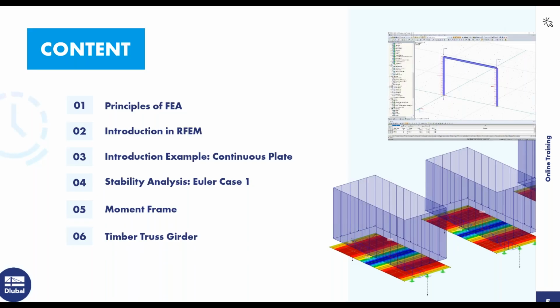And here's the content for today. First we'll start off with going through the principles of FEA, and then we'll go into an introduction into the RFEM software. Then we'll begin with our first example, which will be an introduction example using continuous plates. With that one, we'll go through plate theory. After that, we'll do a stability analysis example called Euler case 1. Then we'll convert that example into a moment frame. And the last example will be a timber truss girder.